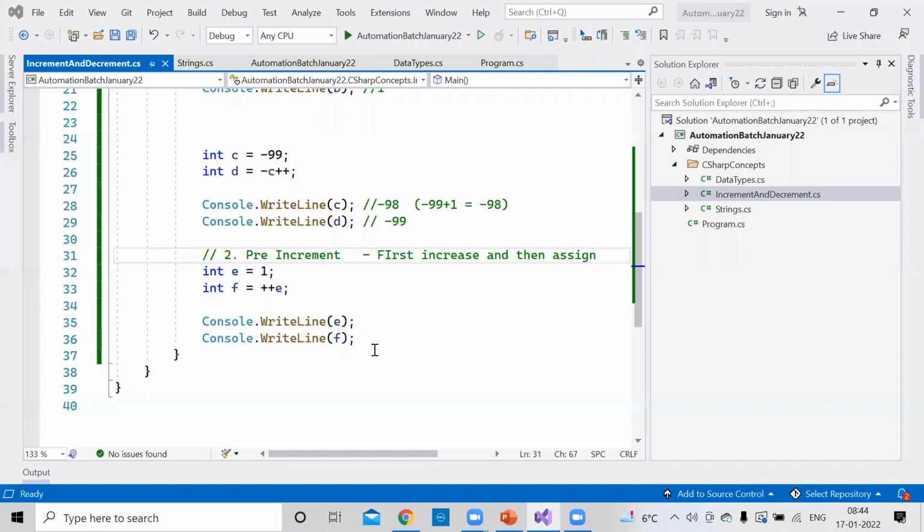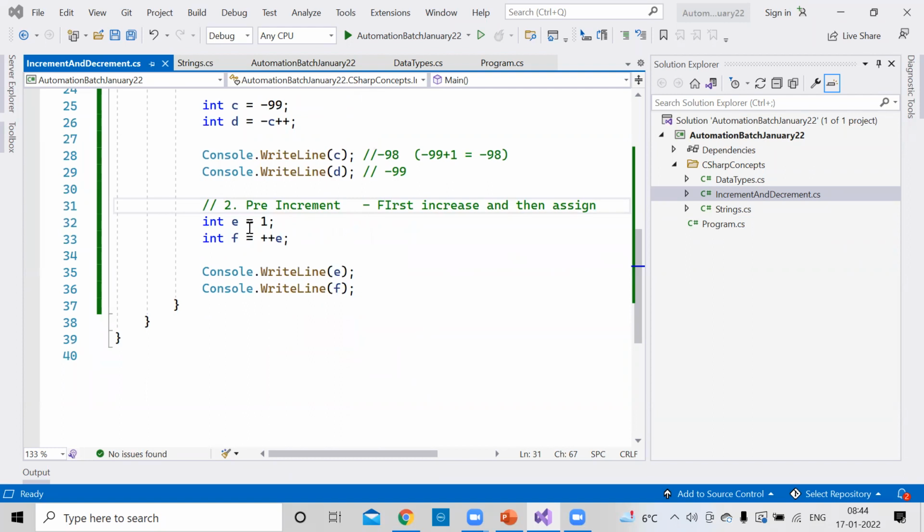Okay, so we were understanding pre-increment over here. First the value would get increased, then that would be assigned. So now we have e is equal to 1. So first it got increased.